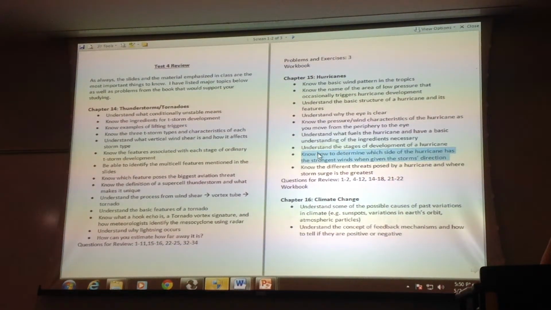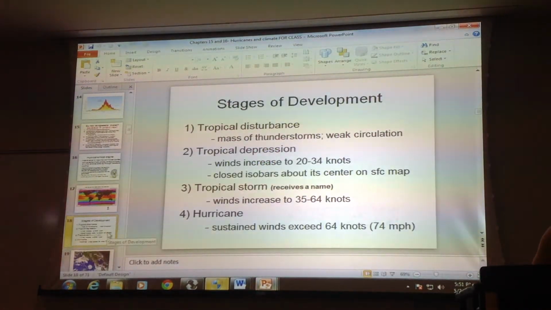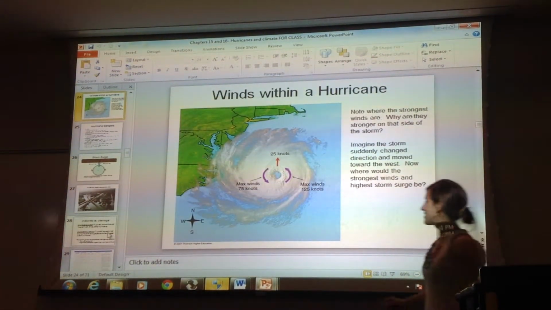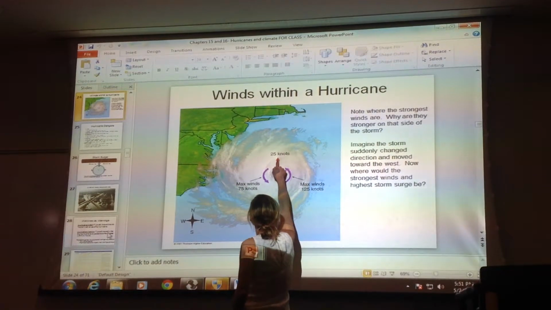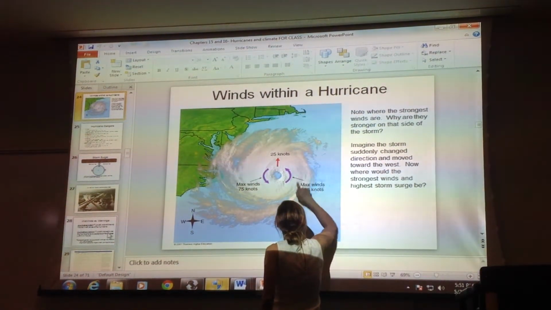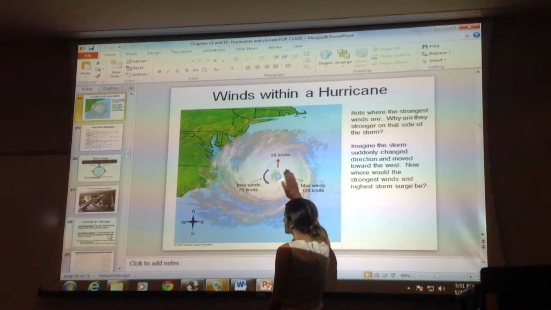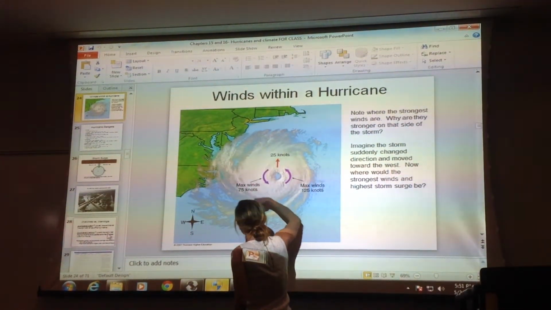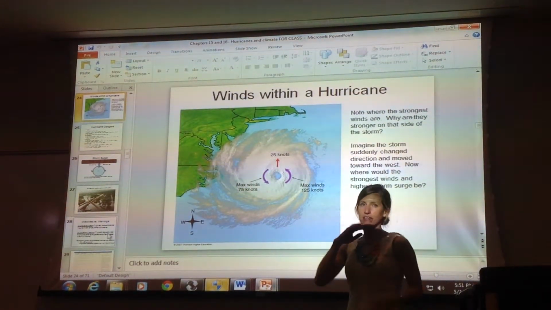Know how to determine which side of the hurricane has the strongest winds when you are given the storm's direction. And I feel like y'all got this really well. This is a slide where we looked at circulation around the eye. And so on the eastern side of the hurricane, you have winds going north, and this storm is also moving north. So on the east, you have the storm's motion plus the wind speed. So the winds will be the strongest on this side and the weakest here because your storm motion is opposing the wind motion. However, if that storm would change directions, that scenario would change.